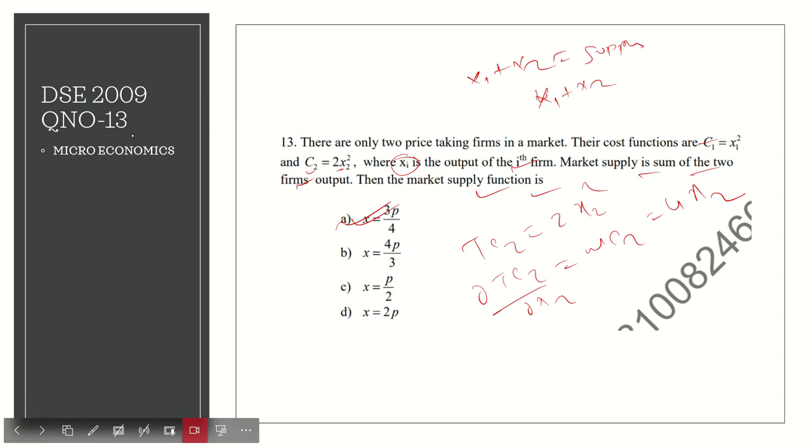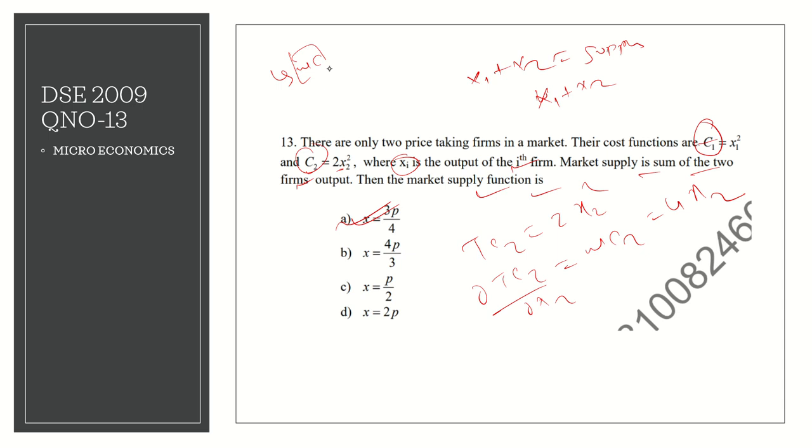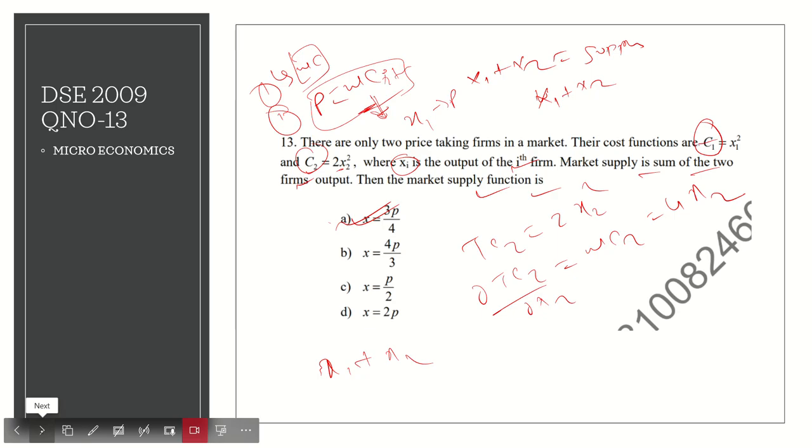DSC 2009 question number 13. We are given total cost functions C1 and C2. When we differentiate the total cost functions, we get the marginal cost. Second, in a perfectly competitive market, price is equal to the marginal cost of the ith firm. So we extract X in terms of P from each equation, and add up X1 plus X2, whatever firms there are, and we get the market supply function. So A is the correct answer. I hope this is understandable.